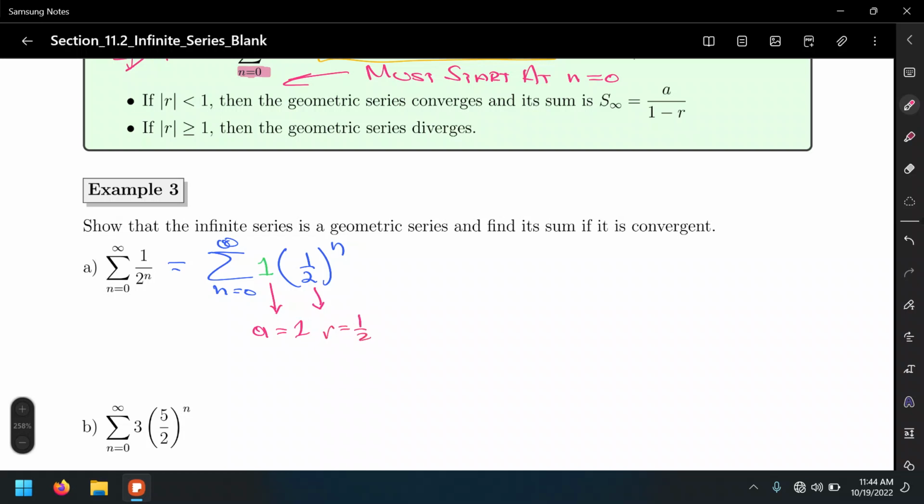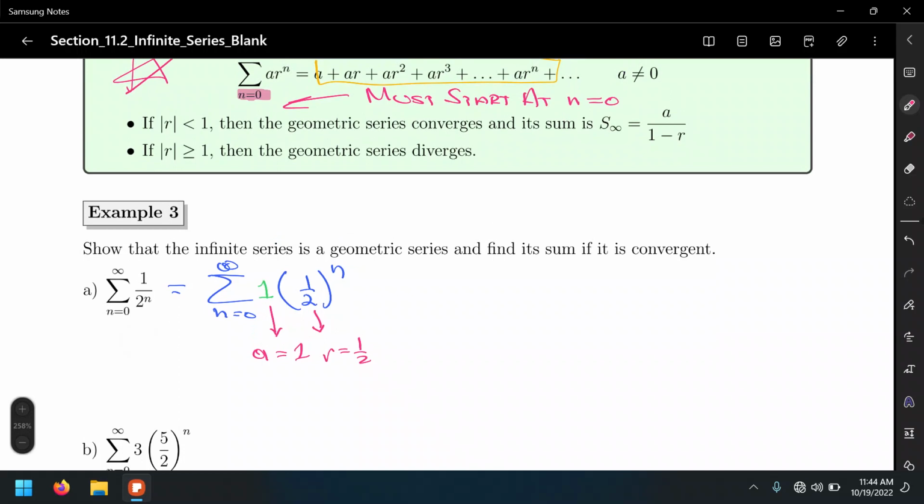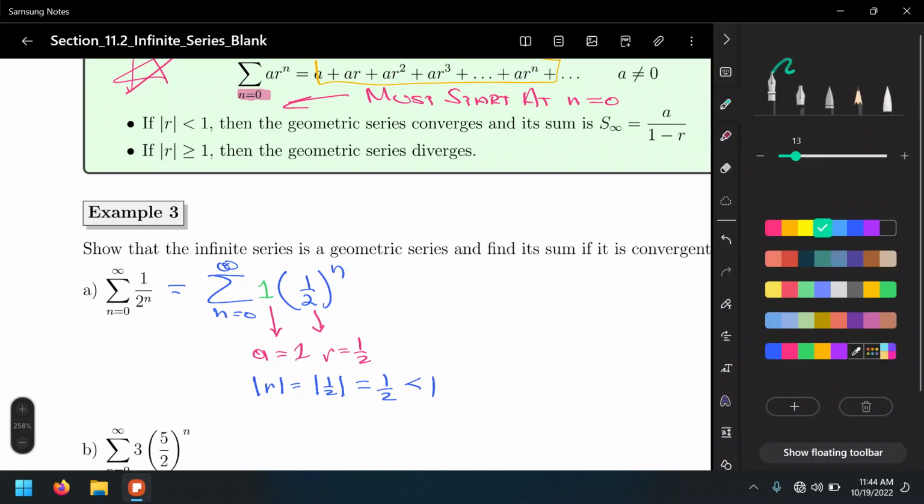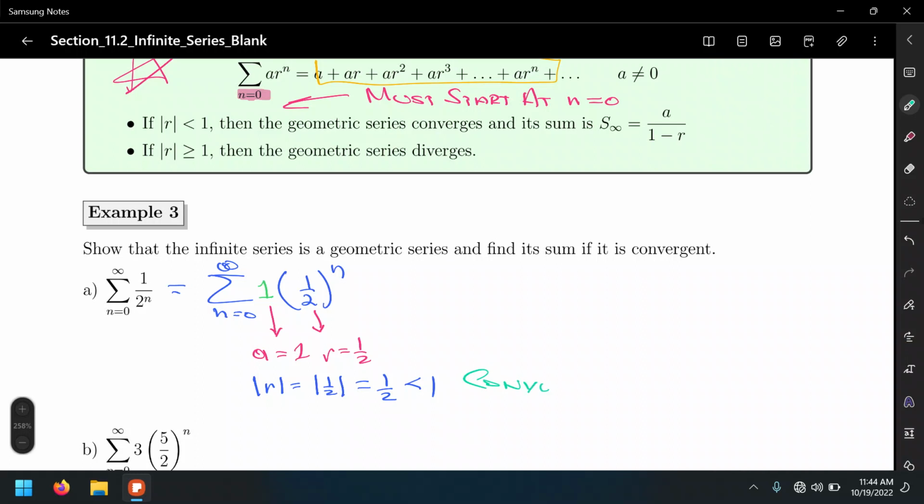So we're going to judge the series by its value of r, to determine whether the series converges or diverges. So we're going to take the absolute value of r, which is the absolute value of 1/2. And what's the absolute value of 1/2? It's 1/2, right? Now the question is, is the number 1/2 less than 1 or greater than or equal to 1? It's less than 1, alright? So for this reason, we say that the series converges.